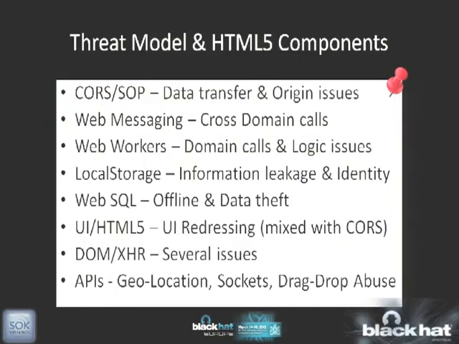Now, what are the threats which we are looking at? One is definitely CORS and SOP, which allows you to do any data transfer. Essentially, with CORS and with XHR, now you can open up a tunnel to any server and say, okay, here is my JSON, or open up a tunnel and say, here is my XML, and so on. So there are some origin issues which can be bypassed. Then web messaging, cross-domain calls, web workers, logic issues, local storage, information leakage, and identity. WebSQL, UI redressing, attack vectors, DOM, and several issues. And then you have a bunch of different APIs which are exposed in HTML5, be it geolocation, sockets, drag and drop, and so on.